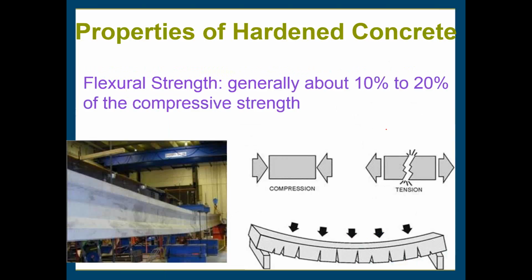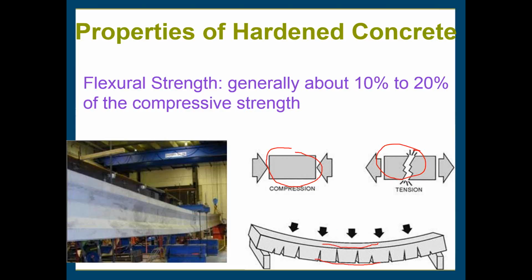Now, flexural strength. If it's on two supports like this bottom picture down here, we just showed what compression was right here, and then tension, pulling it apart. So flexure is when it's supported in two locations and being pushed down, so this bottom part is in tension and this top part is in compression. So it's kind of a combination of the two. And again, flexural strength doesn't even compare to the compressive strength. It's only 10 to 20% of that compressive strength.